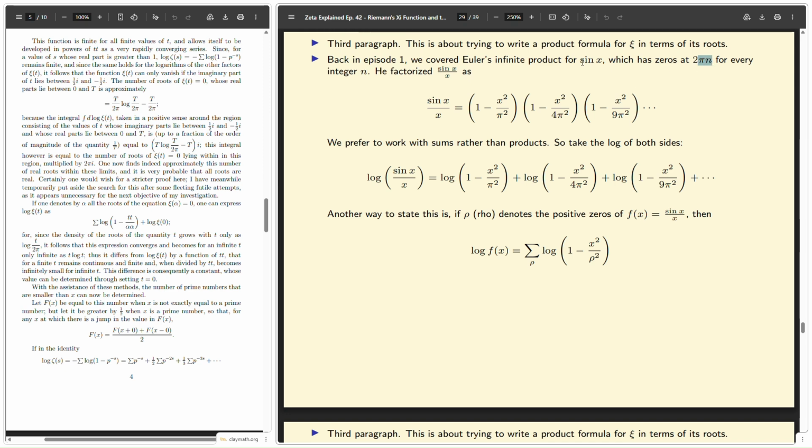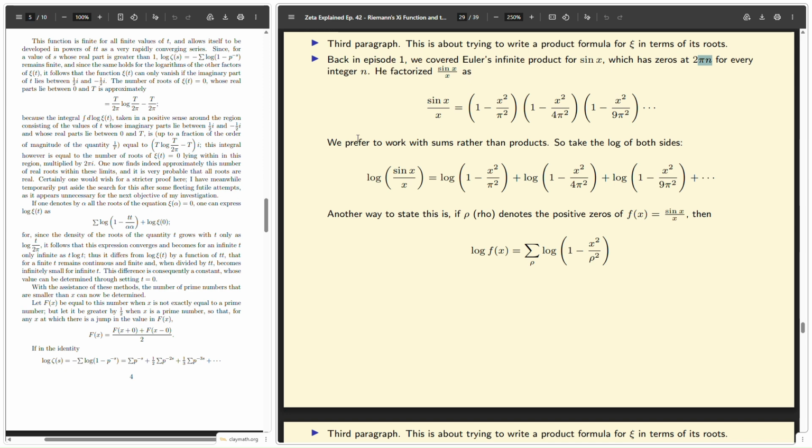Okay, so sine of x has zeros at pi n for every integer n, and therefore he factorized the function sine of x over x as this infinite product. The way this works is that each denominator is a zero, pi n squared. The reason is that there are zeros for every positive and negative integer n. So if n is 1, then sine of x is 0 at both positive 1 pi and negative 1 pi. Okay, so this is the factorization of the sine function.